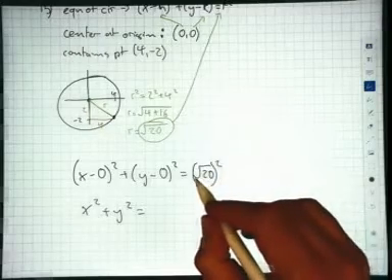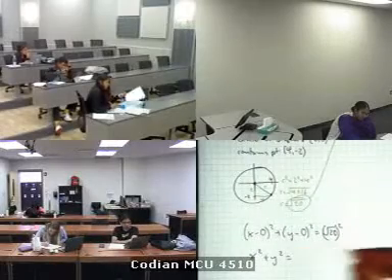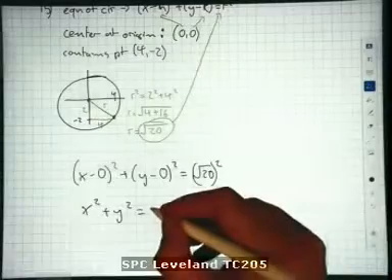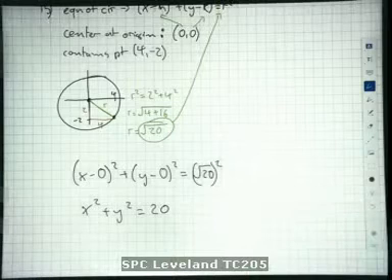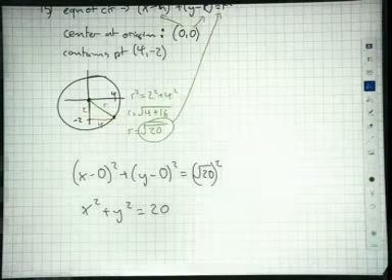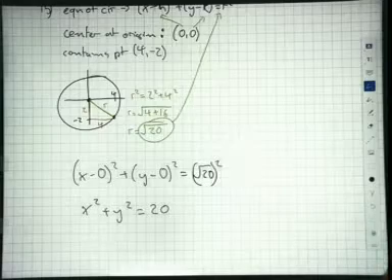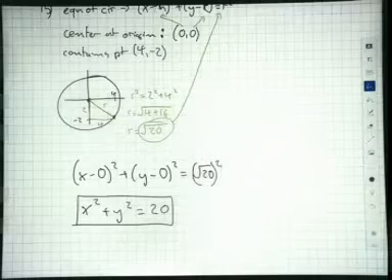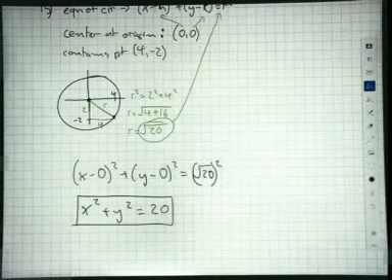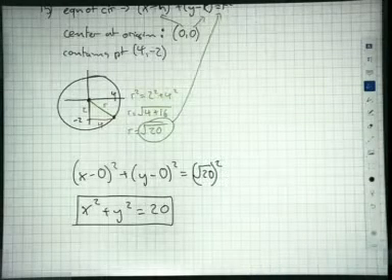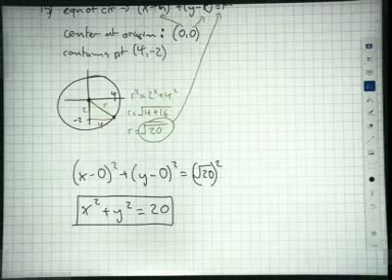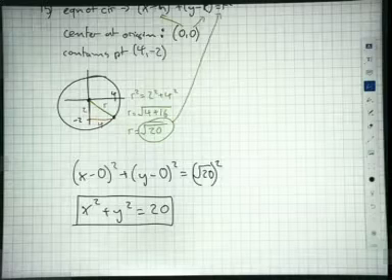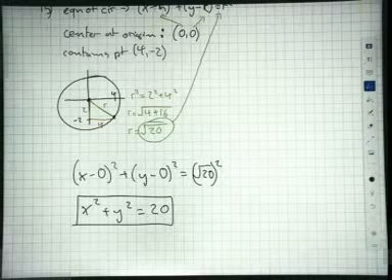We want to simplify this. Well, the square root and the exponent of 2 cancel each other out, and that just leaves us with 20. So, yeah, that's how you do problem number 15.